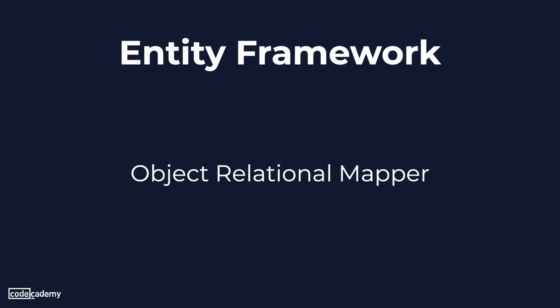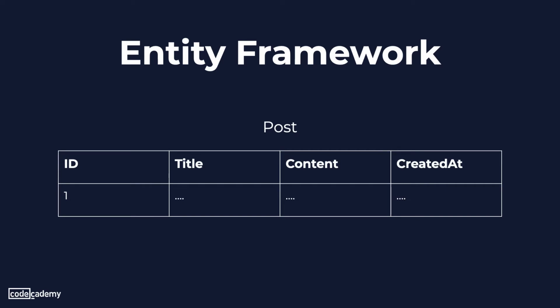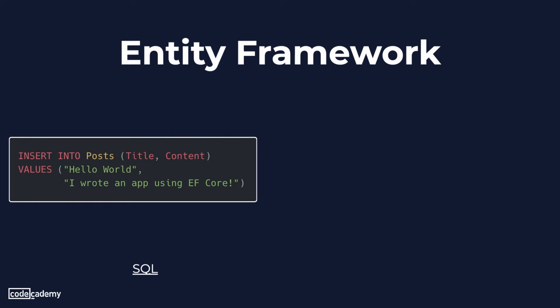So let's assume we've created a blog and we have a database table called posts with the title and content columns as well as the ID and the created at timestamp. If we were to write a SQL query to insert a post, it might look something like this. Here we're specifying what table we're modifying and what columns we're going to be adding certain values into.